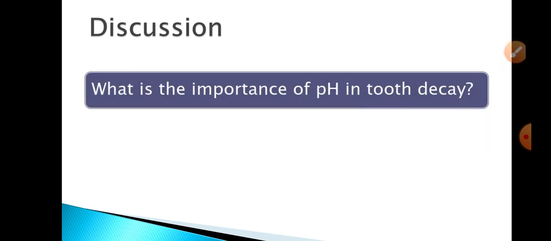So let us discuss some more importance of pH. What is the importance of pH in tooth decay? We know that tooth enamel is made up of calcium phosphate. It gets corroded if the pH of the mouth falls below 5.5. It happens if the mouth is not properly washed after food. Bacteria present in the mouth produce free acids due to degradation of sugar and food particles present in the mouth. Due to this, the pH of the mouth falls and this causes tooth decay.